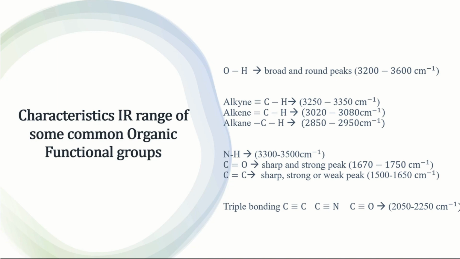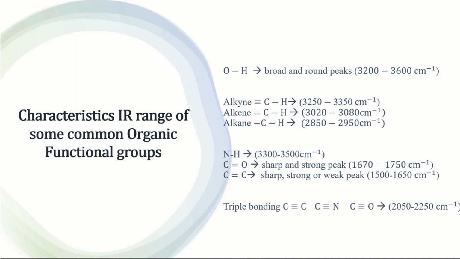And for the alkyne, which has a carbon-hydrogen sigma bond, and also the carbon can have a triple bond with the other carbon or with the other group, this ranges between 3250 to 3350 per centimeter. And I have the information for the alkene and for the alkane as well.